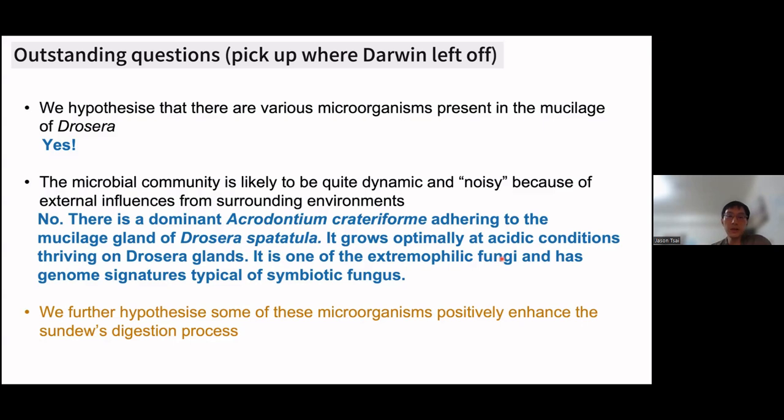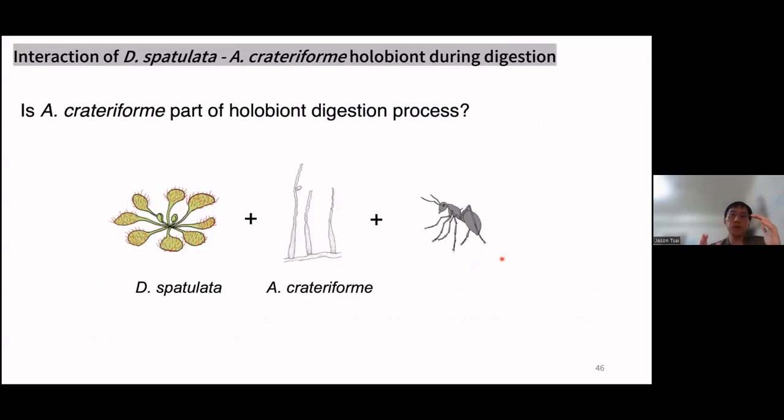So this left us with the final hypothesis, right? Do these microorganisms, or in the case here, Aquadontium, positively enhance the sundew's digestion process? In a way, we wish to test a new paradigm: whether the digestion process in carnivorous plants is a holobiont process, i.e., a mix of organisms involving the plant host and the microorganisms, and that Aquadontium is actually part of a process contributing to the overall digestion.